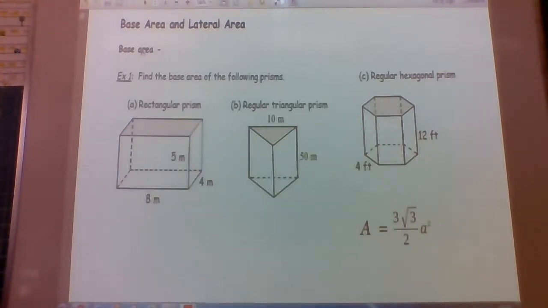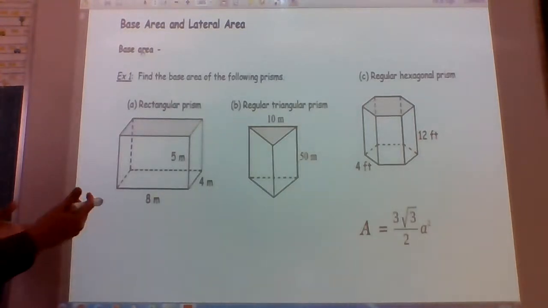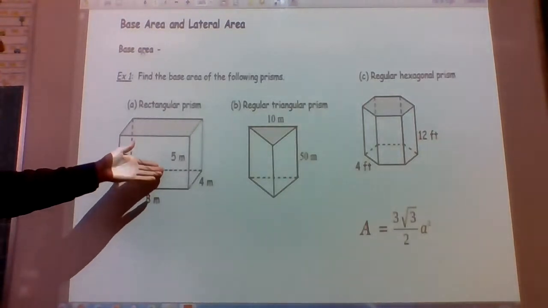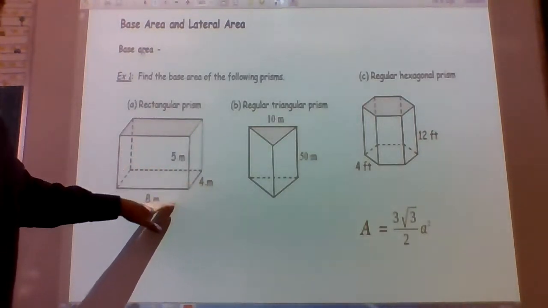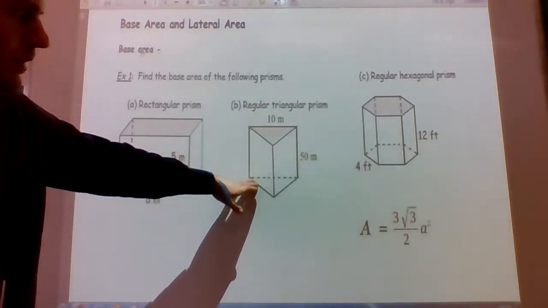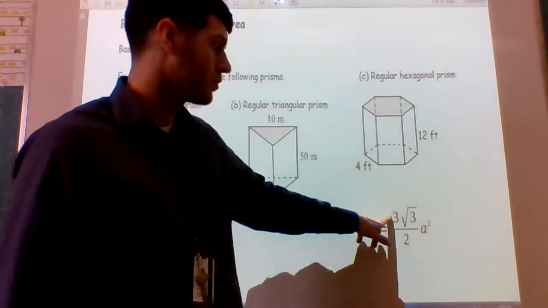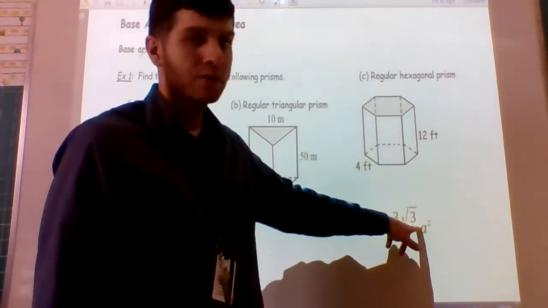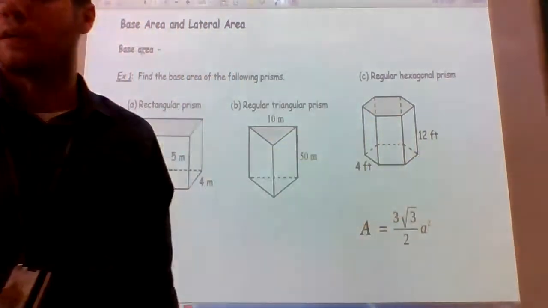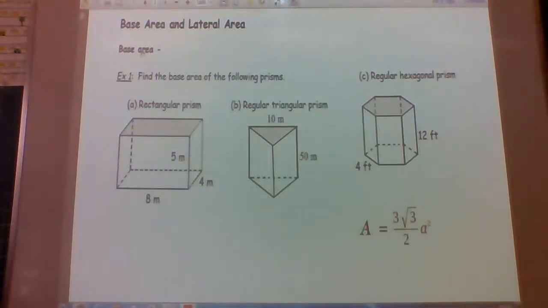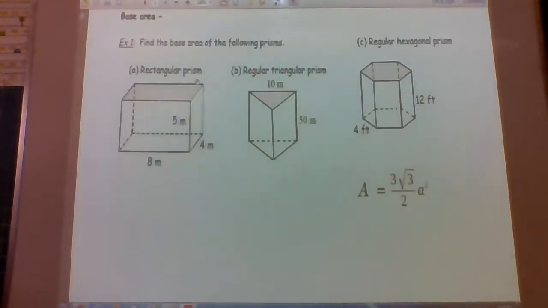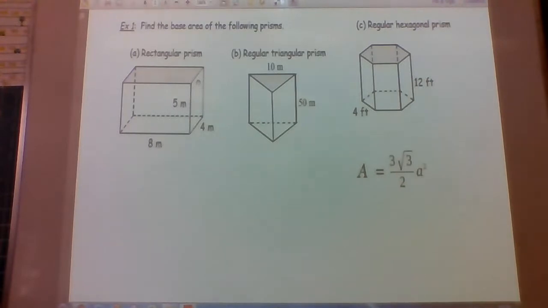So base area is just going to be the area of the base. In the prism, it's going to be length times width because it's a rectangle. For the triangle, it's going to be 1/2 base times height because it's a triangle. For the hexagon, it's going to be 3 square root of 3 over 2 times the side squared, because that's how you find the area of a regular hexagon. Okay. So let's find these areas, the bases.